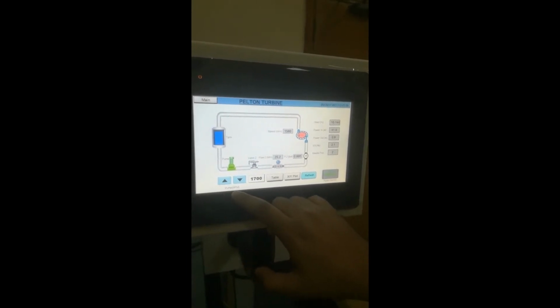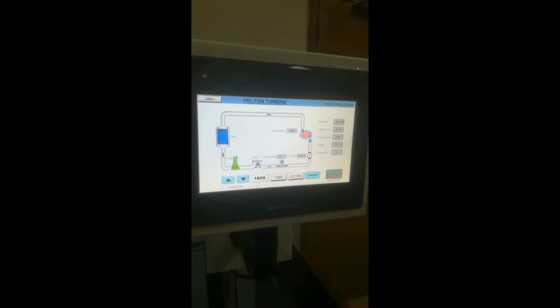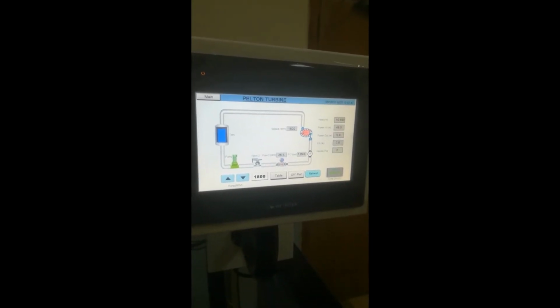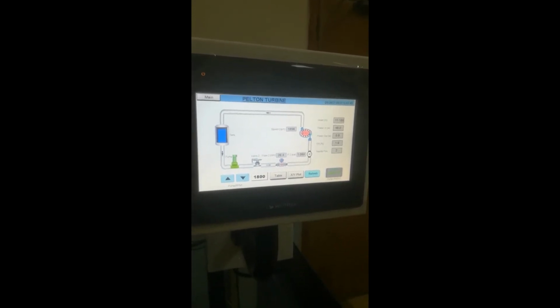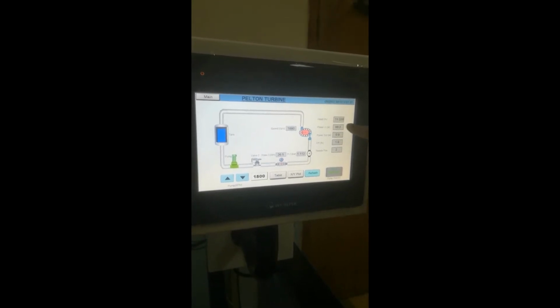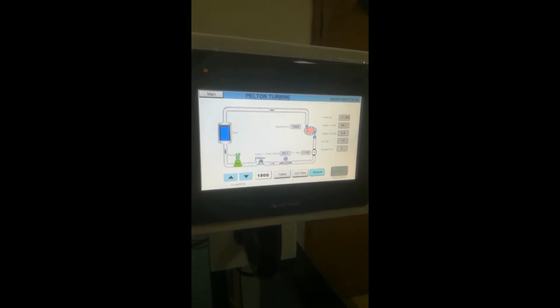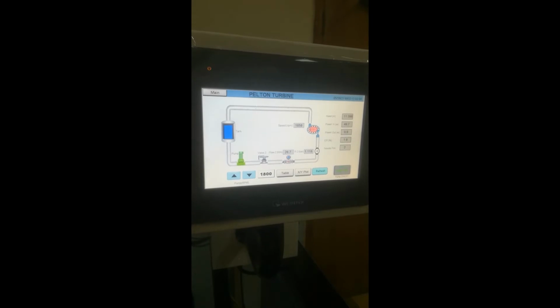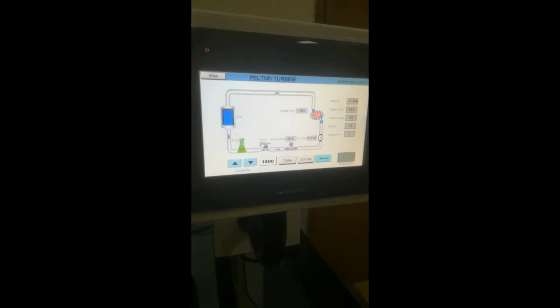Now I am increasing 100 RPM. Take some time until the readings are stable. The readings are stable.